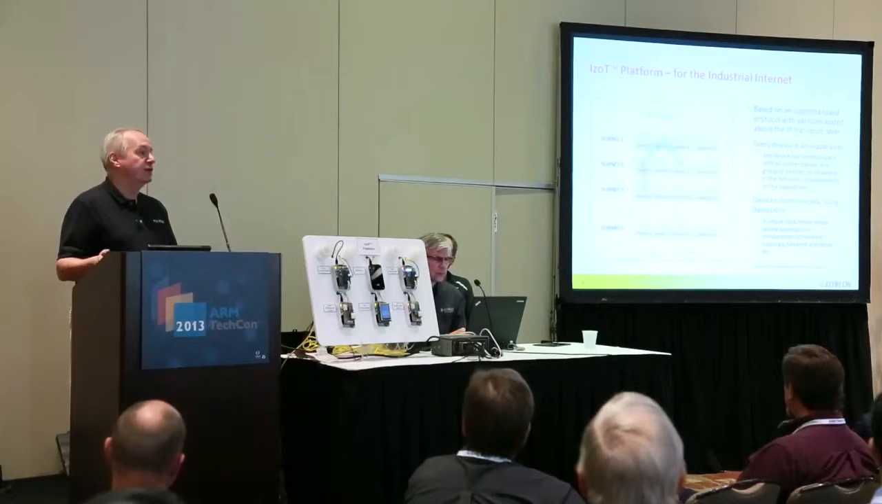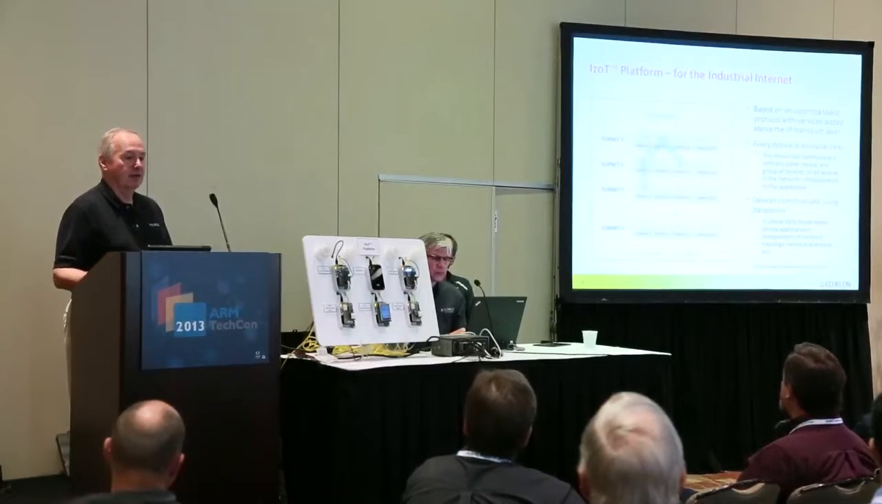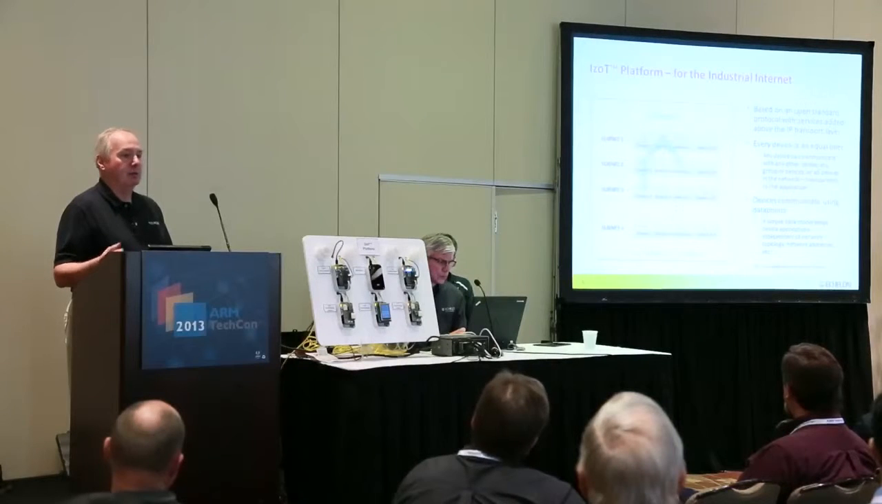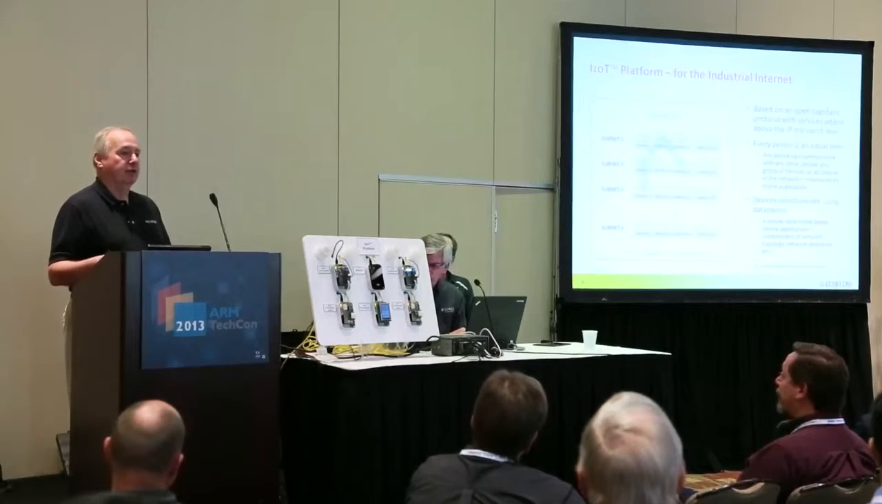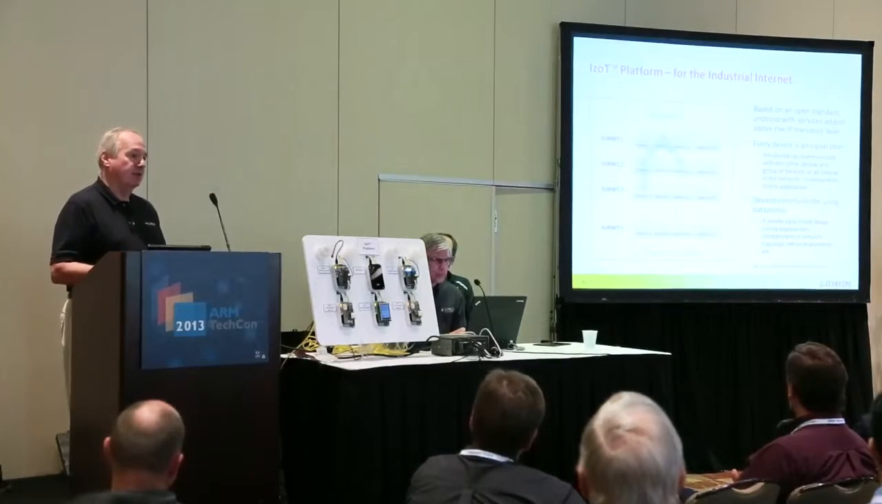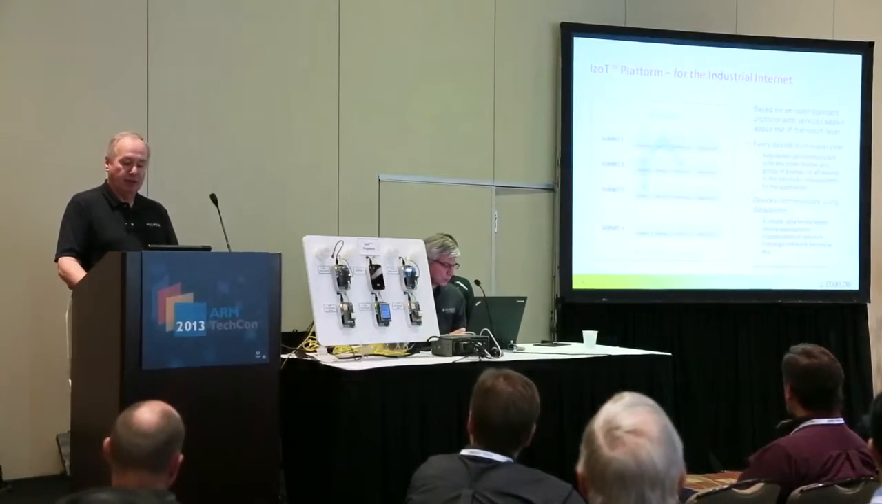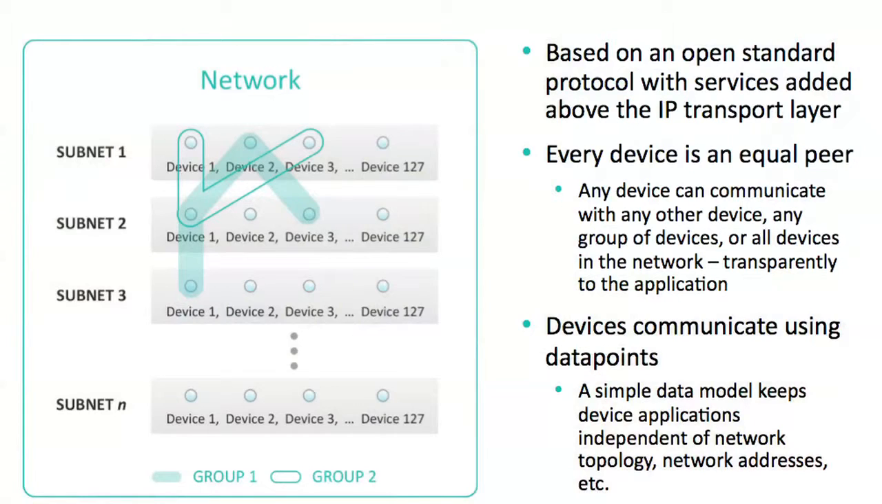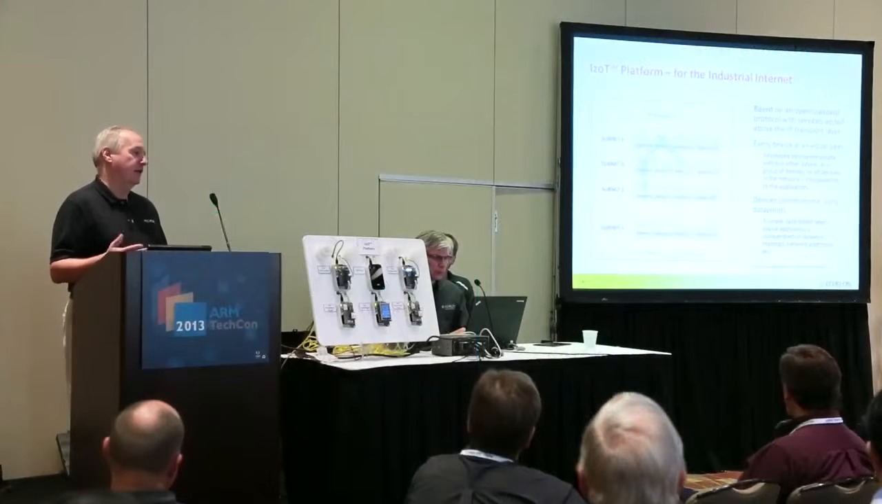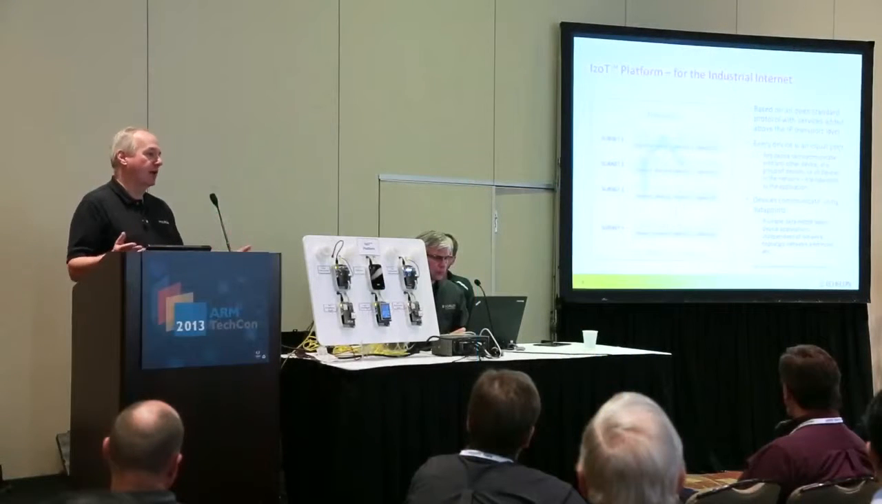Data points are more than just a scalar value. They include things like a maximum and minimum, illegal values, and semantics. It's not just a temperature, it's an outside temperature, or it's a flow, or whatever. And having this simple data model keeps device applications not having to be concerned about where the consumers of these data points are. They can be anywhere on the network. The device just updates the data point and it goes out to all the subscribers wherever they are.